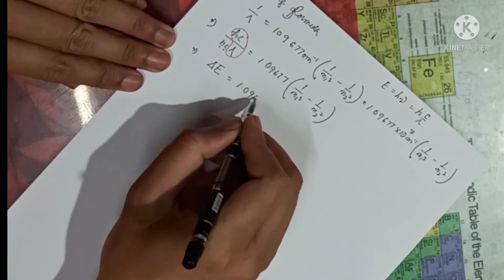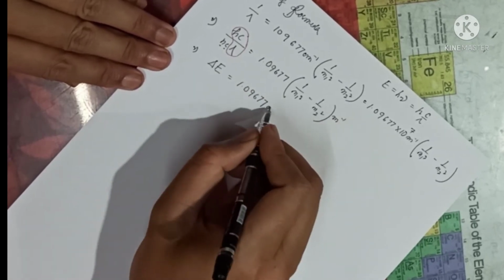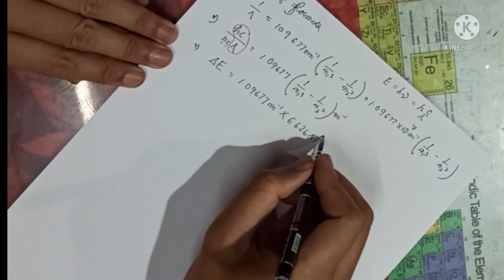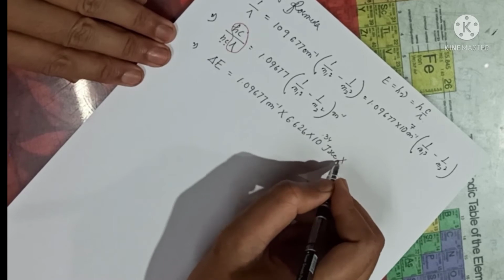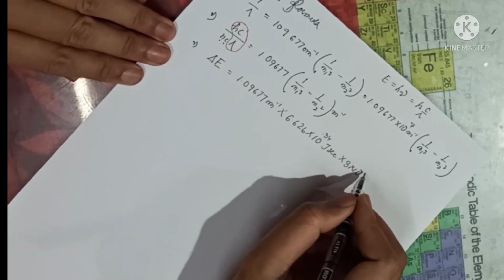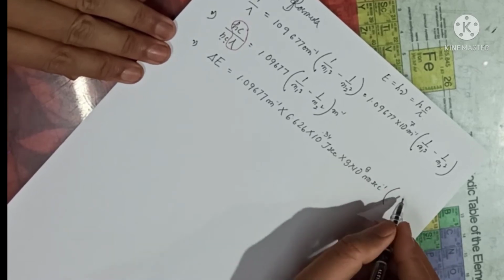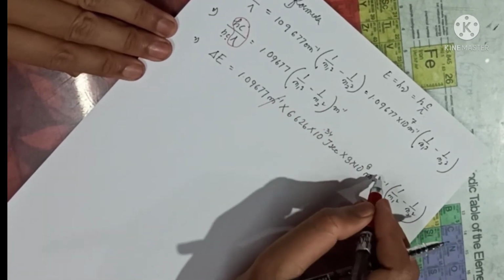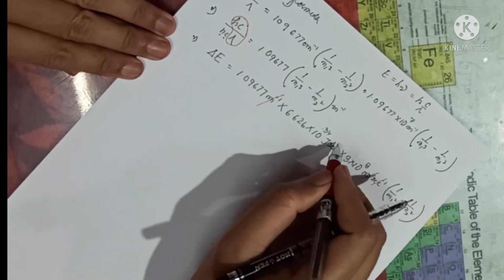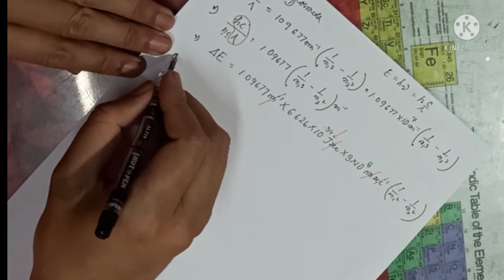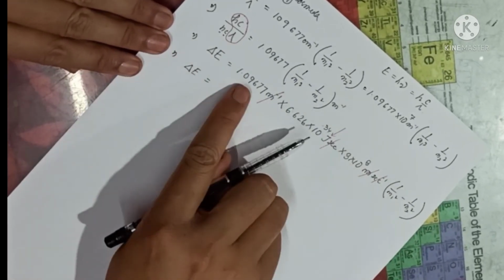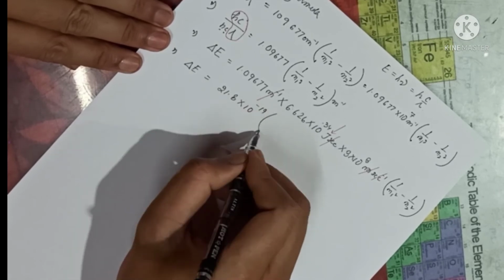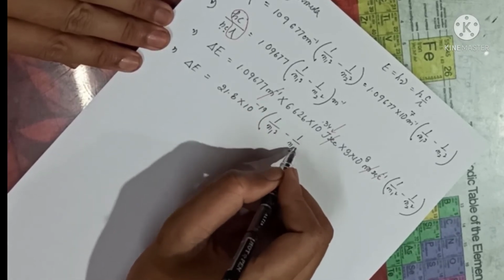So 1.09677 into 10 to the power 7 meter inverse into 6.626 into 10 to the power minus 34 joule second into C, the value is 3 into 10 to the power 8 meter second inverse, into 1 by n1 square minus 1 by n2 square. So I will cut meter inverse, meter, second inverse, second. So the only unit left is joule. So delta E is equal to, so students, after calculating all these values, I will get 21.8 into 10 to the power minus 19, into 1 by n1 square minus 1 by n2 square.